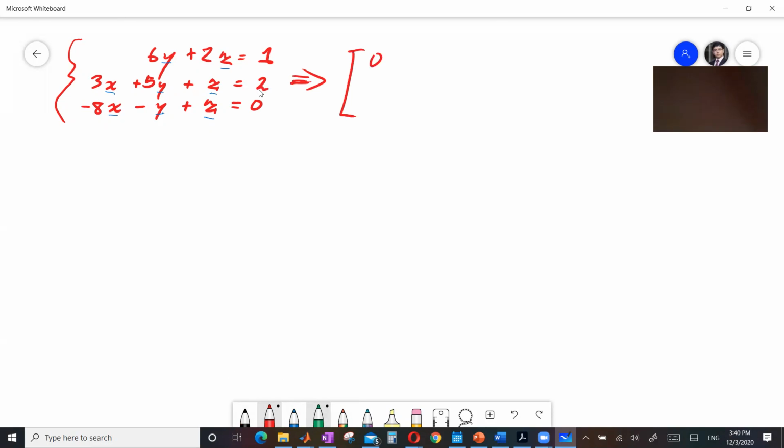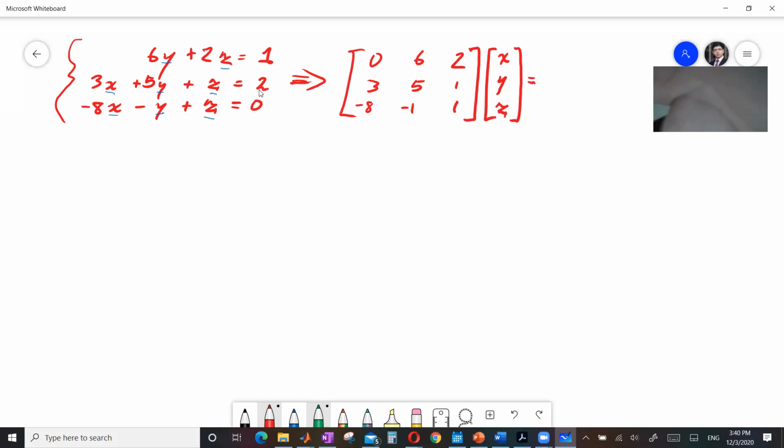Okay, so this kind of problem can be written as a matrix vector multiplication. We can do that by writing a matrix of coefficients 0, 6, 2, 3, 5, 1, negative 8, negative 1, 1, times a vector of variables x, y, z equals a vector of constants 1, 2, and 0. All right, so if you carry out the matrix vector multiplication, you will see that 0 times x, so no term in x, plus 6 times y, plus 2 times z, 6y plus 2z equals 1. So that is our first equation right here, 6y plus 2z equals 1. Same for the rest of the rows.